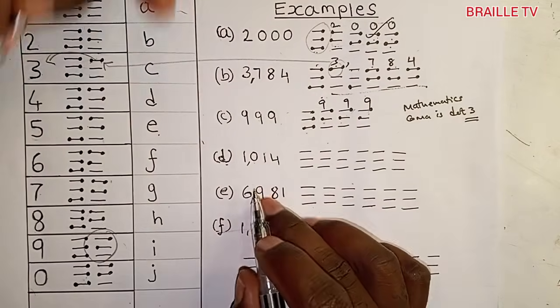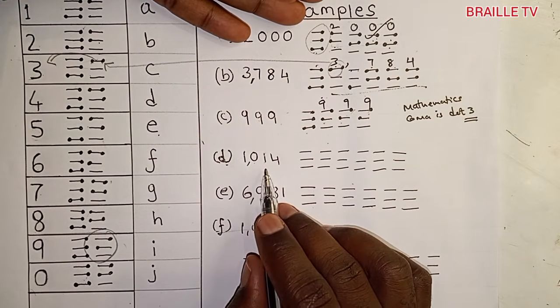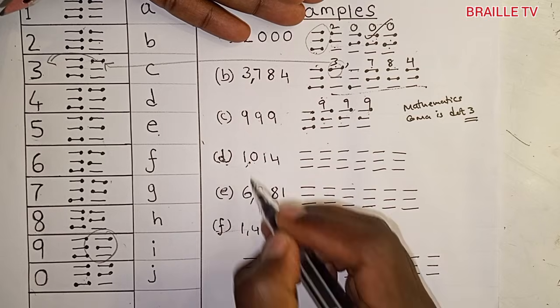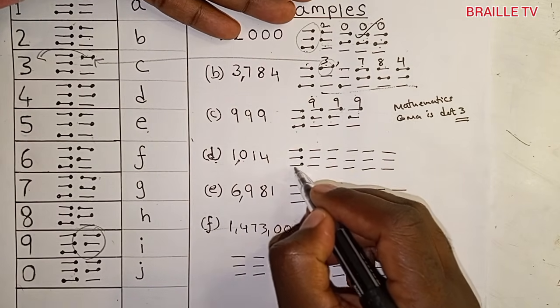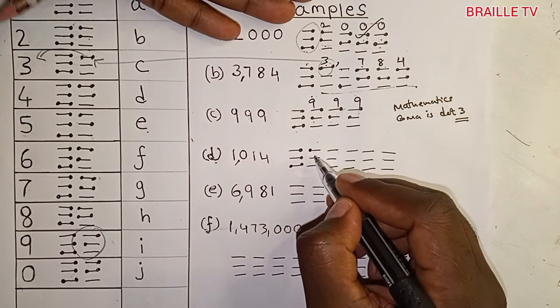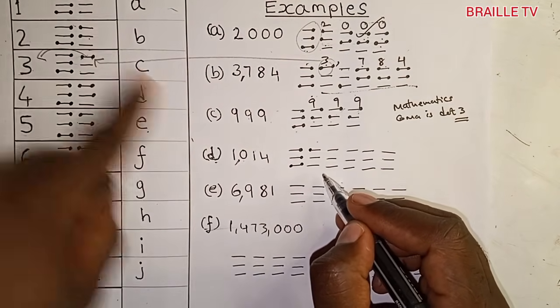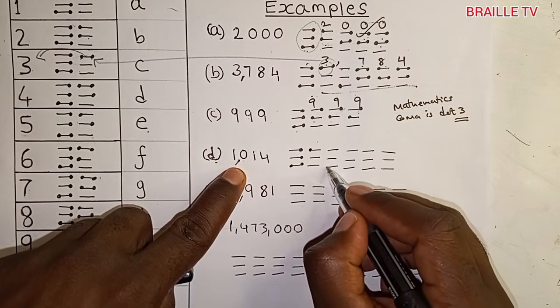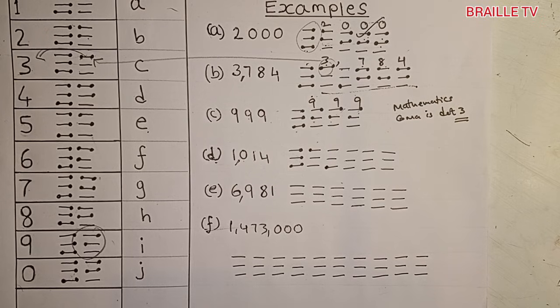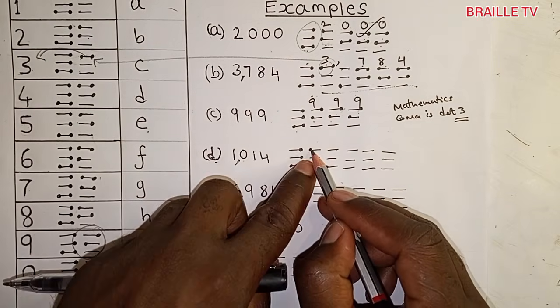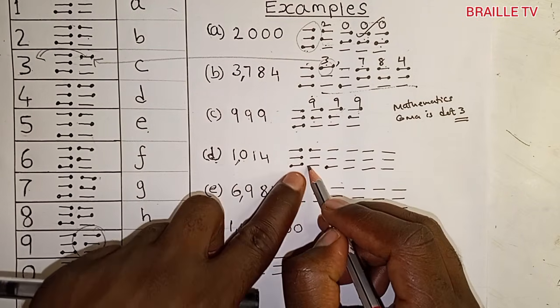So let us come to 1,014. But now in this 1,000 there is a comma. So here you just write the numeral sign, as simple as that. And then you write 1. I told you 1 is A, it is here. And then you write the comma. I told you the mathematical comma is dot 3. And each letter has got its own Braille cell. Don't make a mistake: you write 1, which is dot 1, and then the comma, and then come to write here.